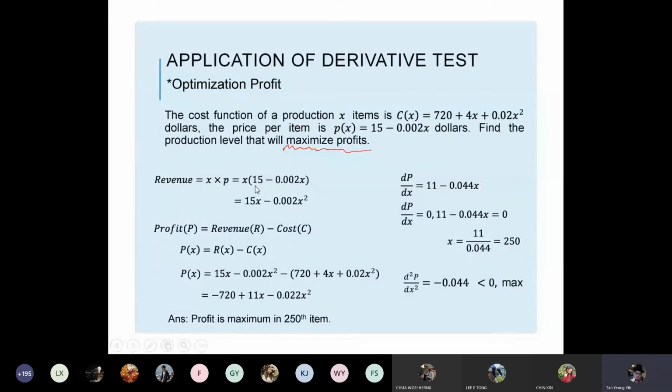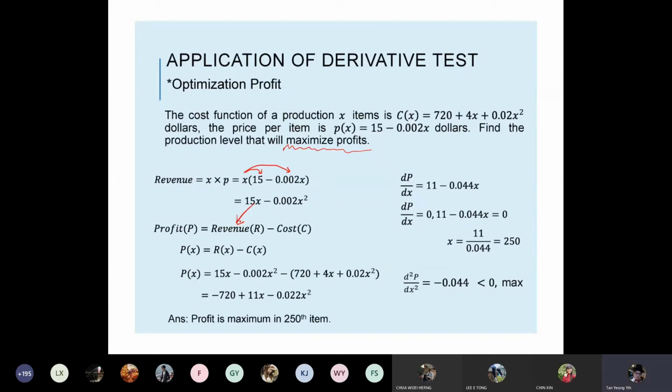All right, so expand, we have 15x and 0.002x squared. Okay. Now for differentiation, we expand so that it's easier to differentiate. So we expand, we get this one. And to find the profit, we know we take revenue minus the cost. So the revenue is this one.